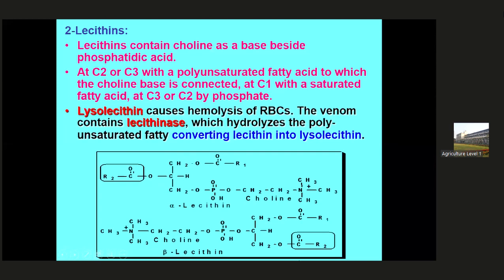So lecithin and phosphatidic acid relation is very simple. If it is cut through here, then it is phosphatidic acid, and when this choline group is attached to the phosphate, then it is converted into lecithin. So phosphatidic acid is the member with the very minimum properties, and when other properties are added or linked with this phosphatidic acid, it will convert into other members. This is lecithin. When choline is attached to this phosphate group, then it is called lecithin.